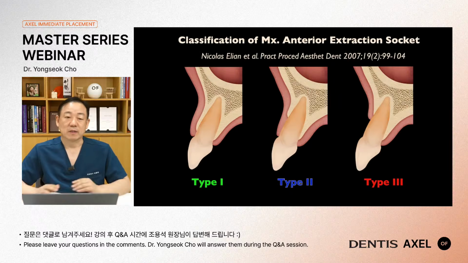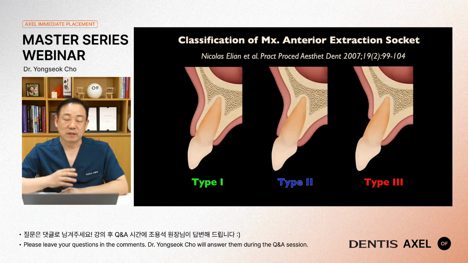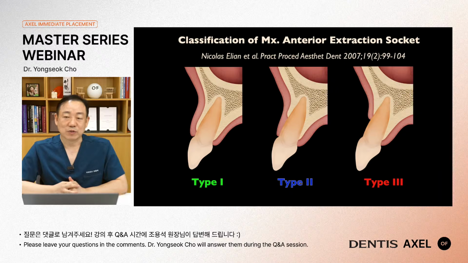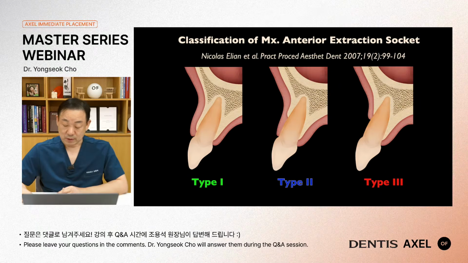Here is a very frequently quoted, frequently used classification of maxillary anterior tooth extraction socket. Nicholas Elian classified this in 2007, and according to his classification, type 1 socket is sound extraction socket. Type 2 extraction socket is resorption of labial bone, but soft tissue height is intact. Type 3 extraction socket means both hard and soft tissue recession occurred already. It's a very simple and useful classification.